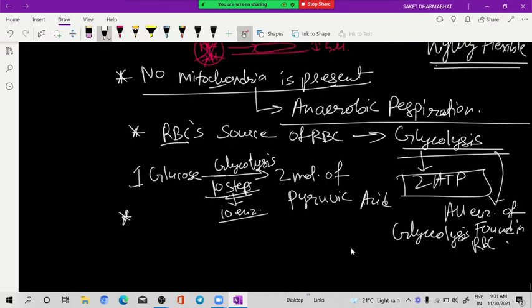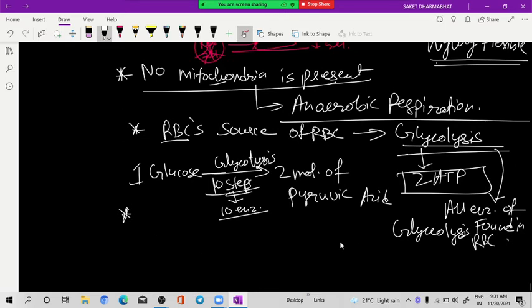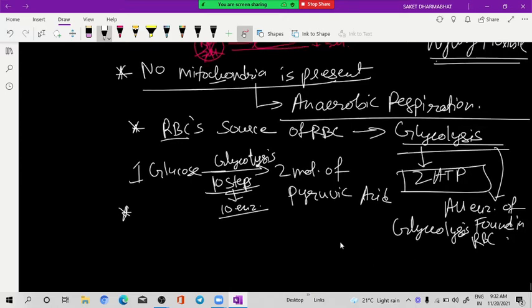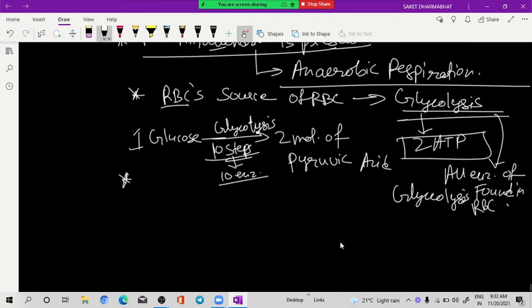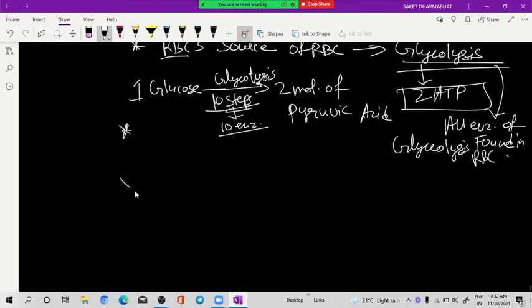Krebs cycle, I think you don't know about that. That is taking place in the mitochondria. So mitochondria is absent, so the enzymes of the Krebs cycle are absent here. Okay, clear?